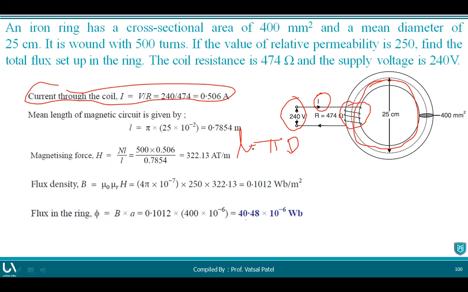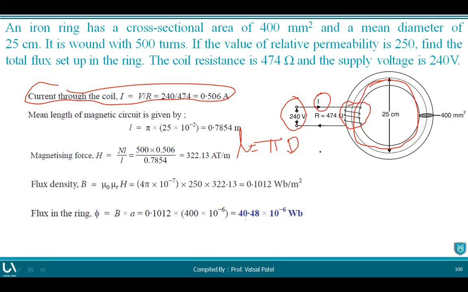The mean length of this ring is equal to pi into d, where d is equal to the mean diameter. After putting the value of the mean diameter, 25 centimeter, we have to convert it into meter, so 25 into 10 raised to minus 2 meter. After multiplying with pi, we find the mean length is equal to 0.7854 meter, right? This is the mean length of our iron path, or you can say the magnetic circuit.